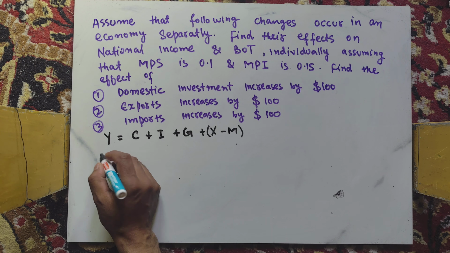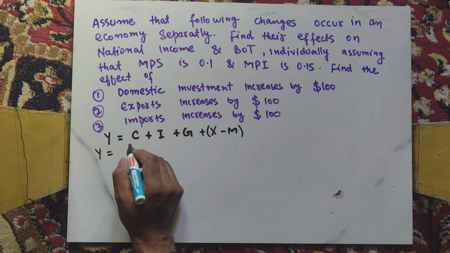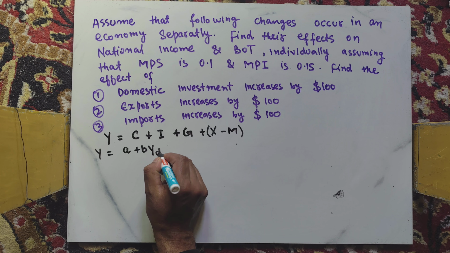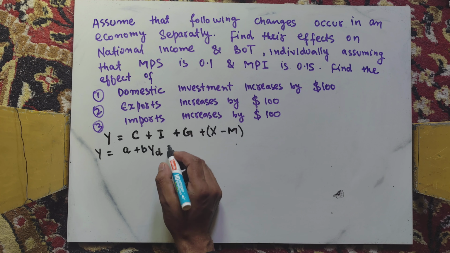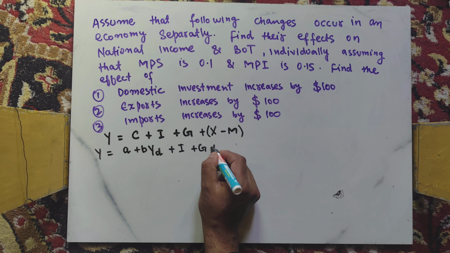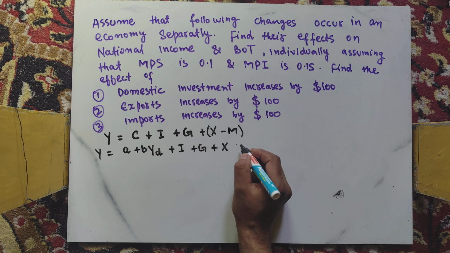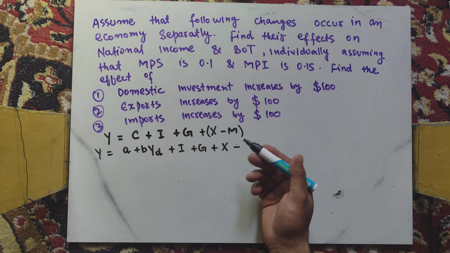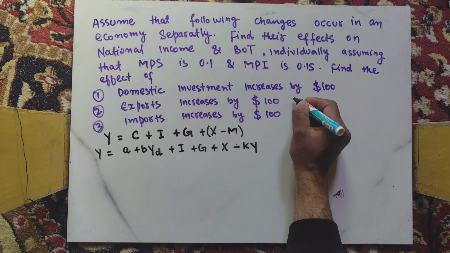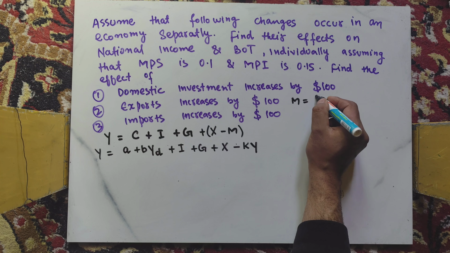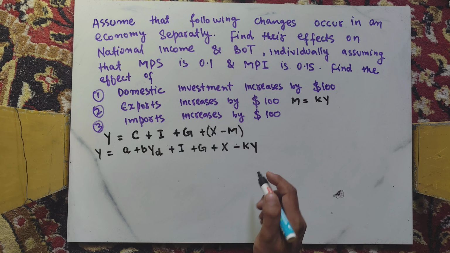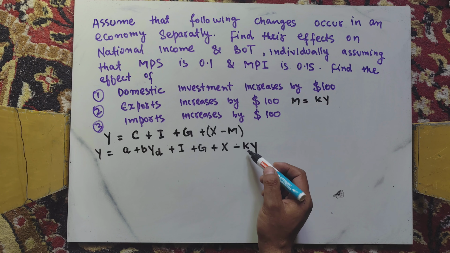Now if we solve it further, total income will be equal to consumption, which is A plus B Y subscript D, that is, consumption is a function of disposable income, plus we have the investment, government expenditure, plus we have exports minus imports, where imports are a function of income. So let us write it here, K times Y, that is, imports are a positive function of income. If income increases, imports will increase. Okay, so that's why I have written in place of M, KY.